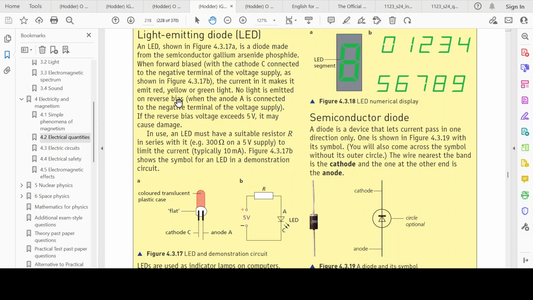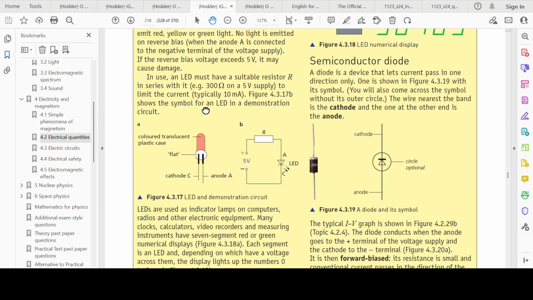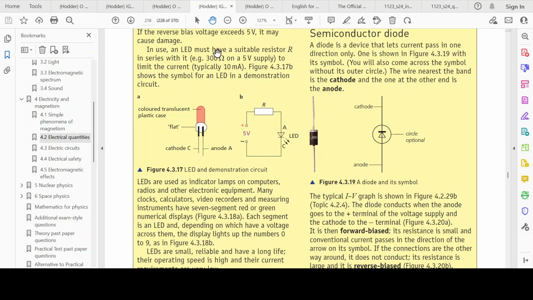No light is emitted on reverse bias, right? Which means when the anode A is connected to the negative terminal. So if you connect it the other way around, it's not going to emit any light. If the reverse bias voltage exceeds 5 volts, it may cause damage. In use, an LED must have a suitable resistor in series with it. In series, right? So you've got like this and this, so there are no branches, it's all one. For example, 300 ohms on a 5-volt supply to limit the current, for example, to 10 milliamps.